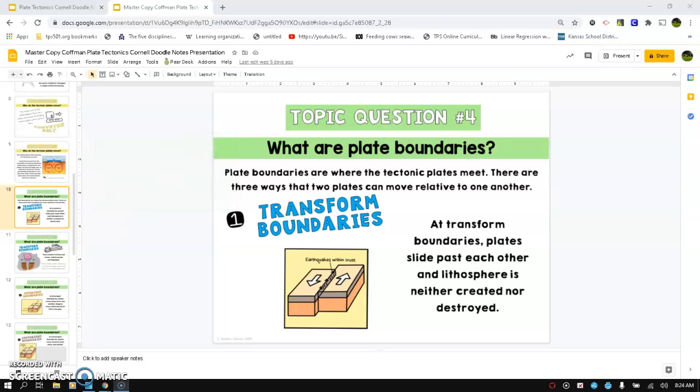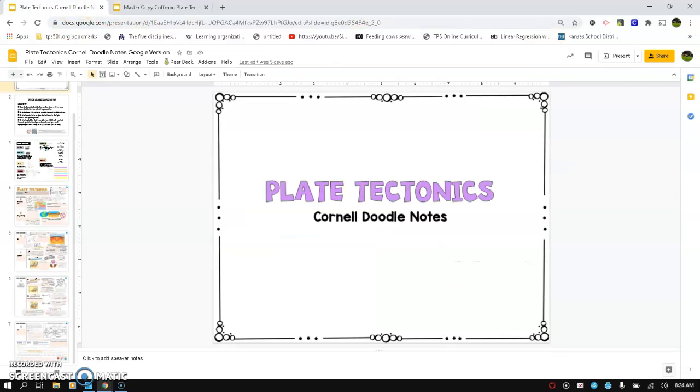What you'll need is your plate tectonic one. If you do not have that, go ahead and email me or put it in the chat, because this will be during class, and I will send it to you. Okay? Remember, you're going to be doing this along with me.